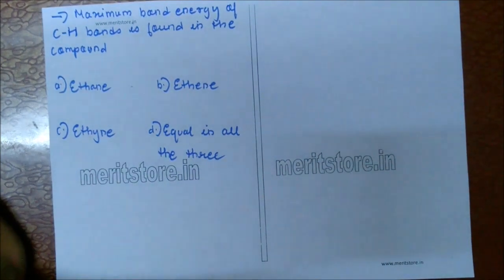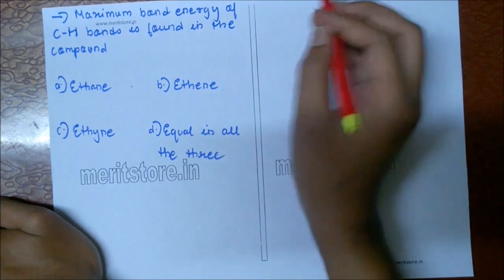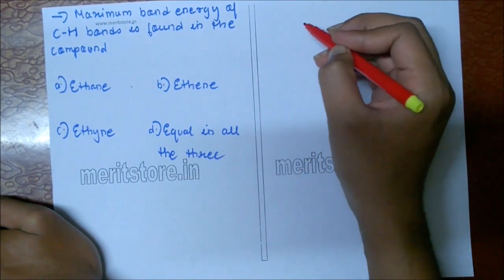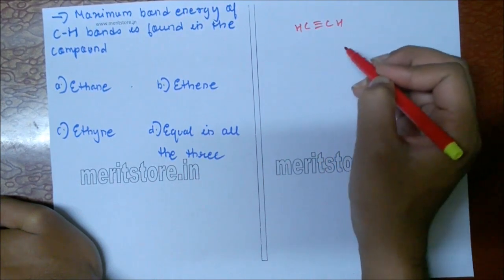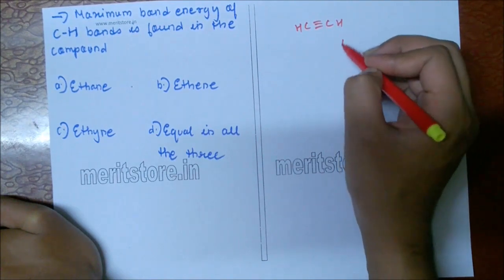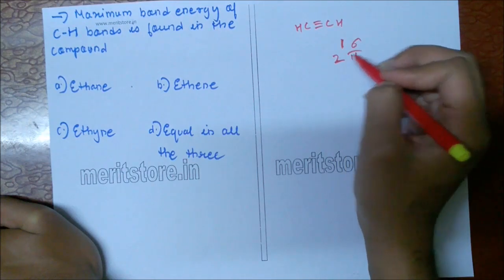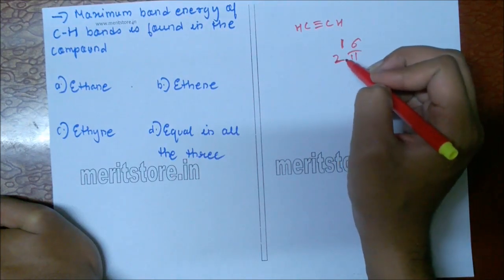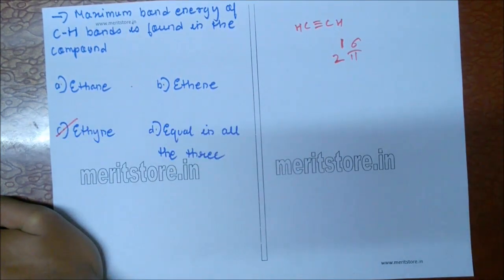The maximum bond energy of CH bond is found in the compound A ethane, B ethene, C ethyne, D equal in all the three. So the energy to break the bond is maximum in ethyne, because ethyne or acetylene has a triple bond. This bond becomes stronger as it becomes shorter. It consists of 1 sigma and 2 pi bonds. So there is more delocalization and resonating structure, shorter the bond length and difficult to break. So option C is the correct answer.